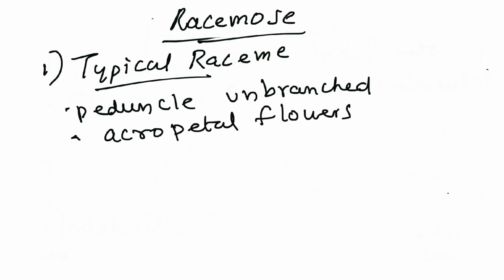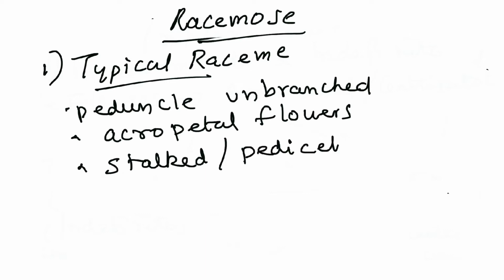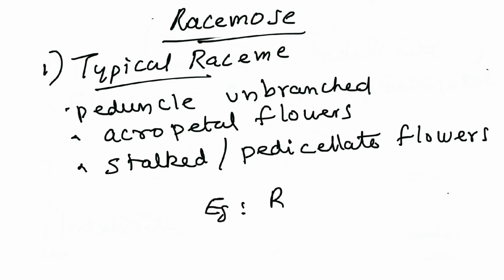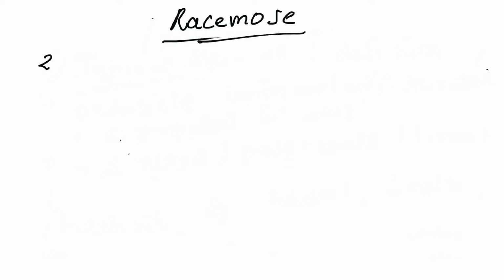The way in which the flowers are arranged is acropetal, which means that you have the younger flowers at the tip and the older flowers at the base, and the individual flowers are stalked or pedicellate, which means that each flower has its own stalk. Good examples are radish and lupin. Going on to the second kind of racemose inflorescence, we have the corymb.